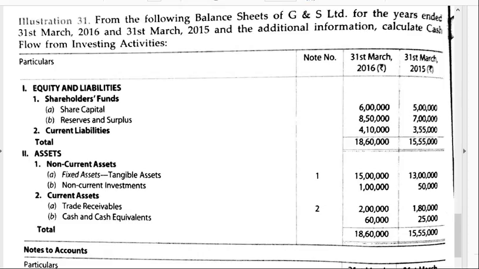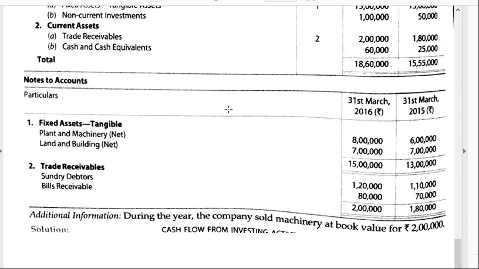And then on the asset side we are given non-current assets, fixed assets, that is tangible assets. Then non-current investments. This non-current investment means we are given the long-term investments. Clear? Current assets we are given. Then we are given notes to accounts. Fixed assets comprises two things. One is plant and machinery. The second one is land and building. They are given net value. Net value means after deducting the depreciation. Clear? Then we have trade receivables, sundry debtors, bills receivable. Nothing to do in investing activities.